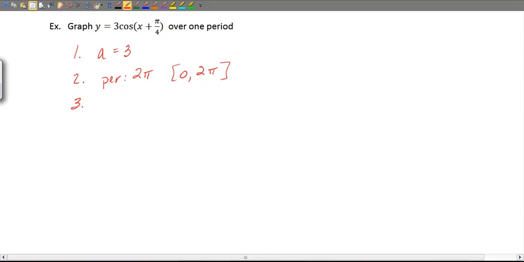I also know that I have a phase shift because I have a number being added inside of the parentheses. So I have a phase shift, which is going to do the opposite. In other words, it's going to subtract pi over 4. So now that I know all of that information, I'm going to write out my interval based on my period here. So I have 0 to 2 pi.